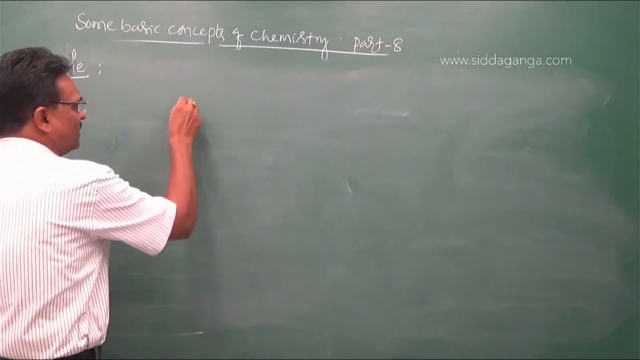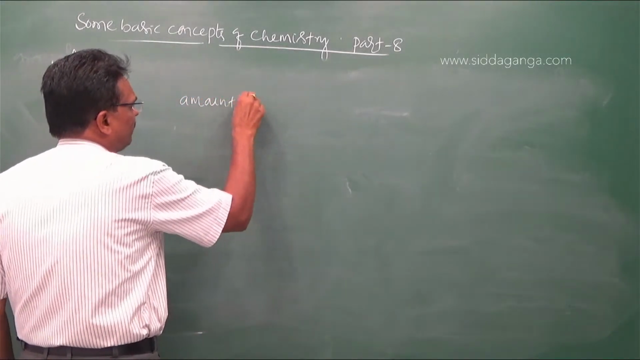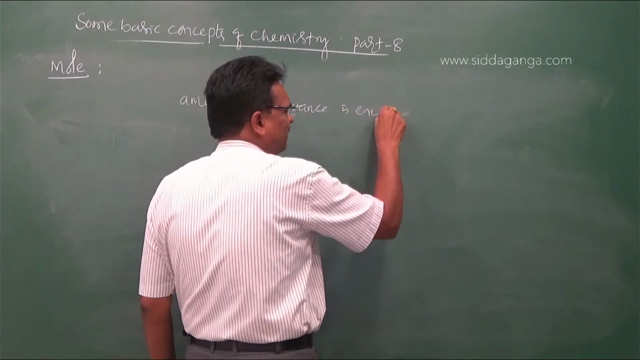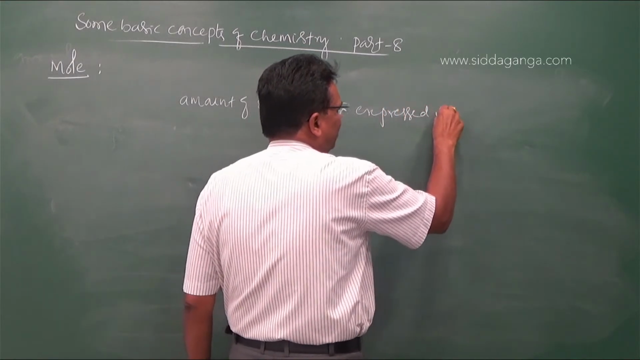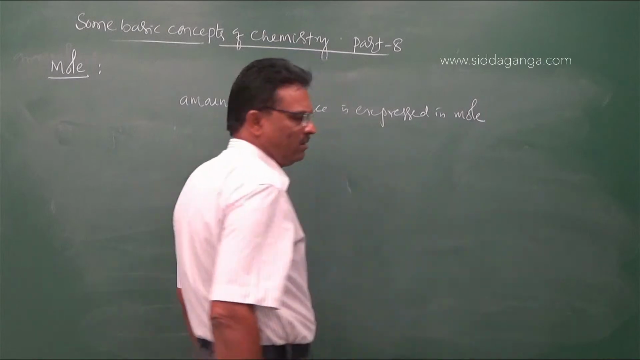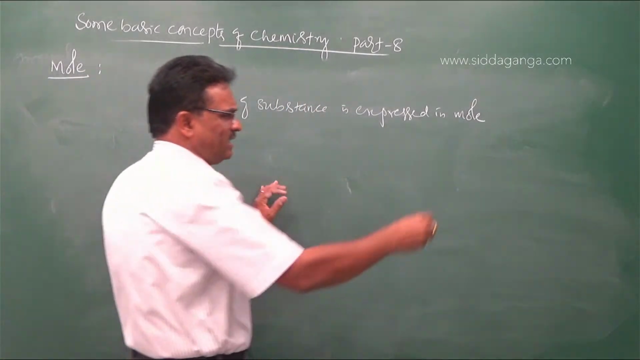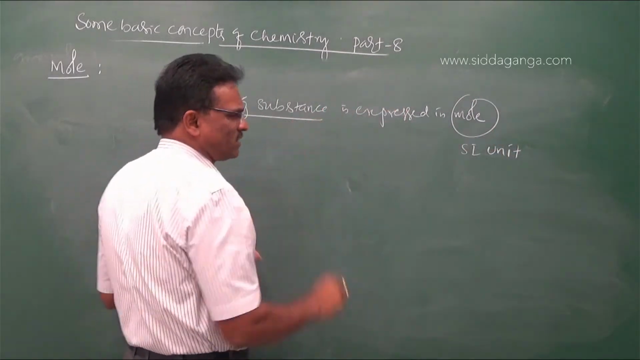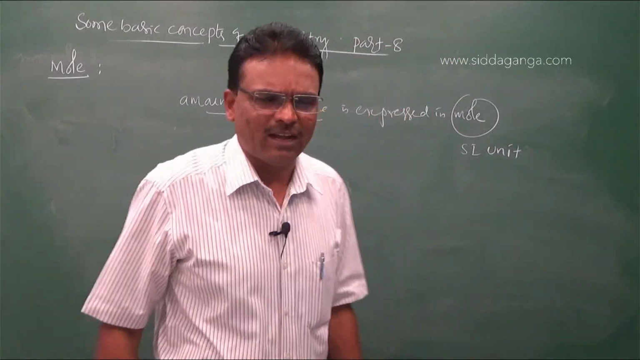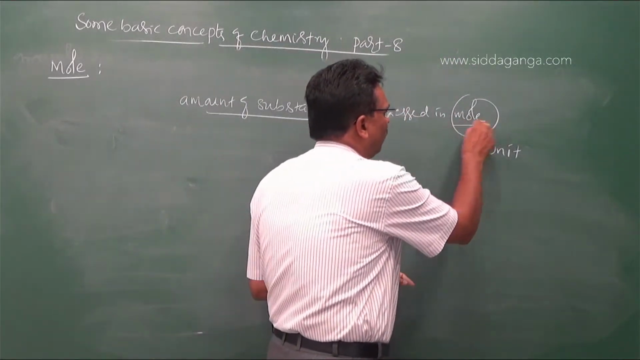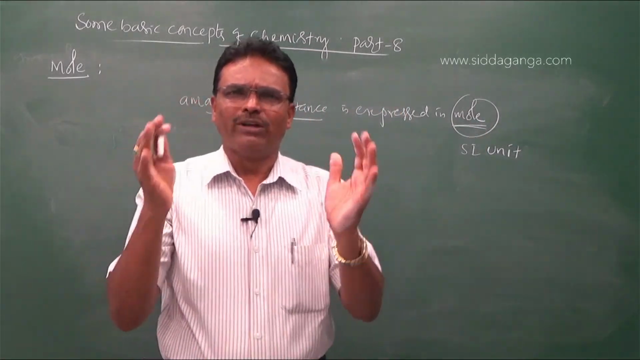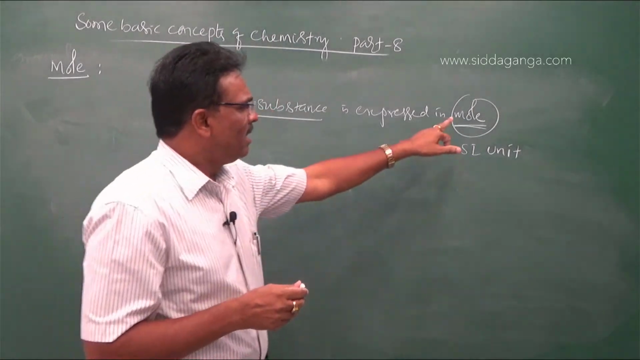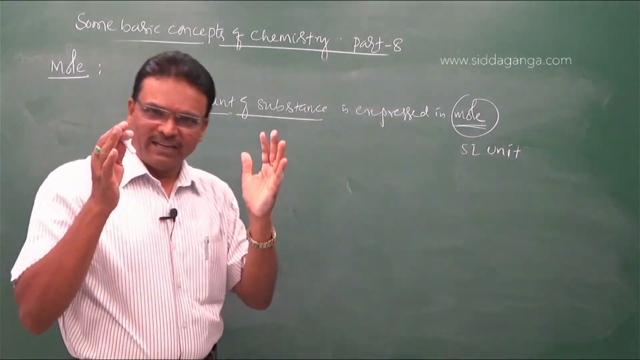Amount of substance is expressed in moles. Mole is the SI unit of amount of substance. Clear? So how would you define the term mole? Mole is the amount, it is the quantity. Mole is the amount or the quantity of a substance.